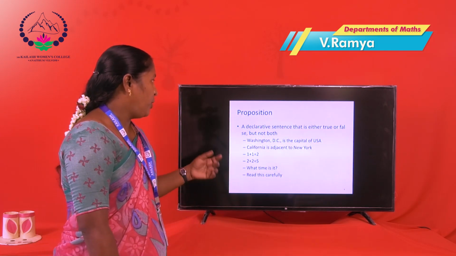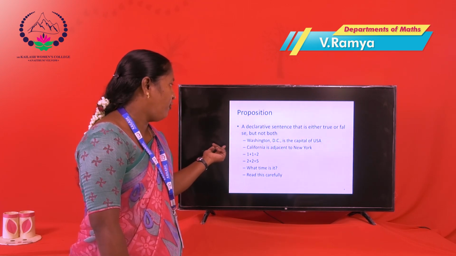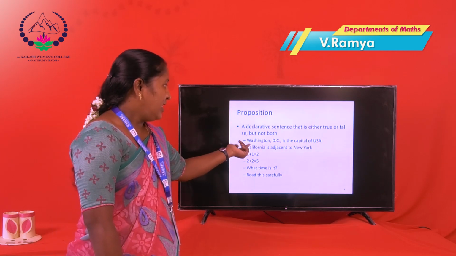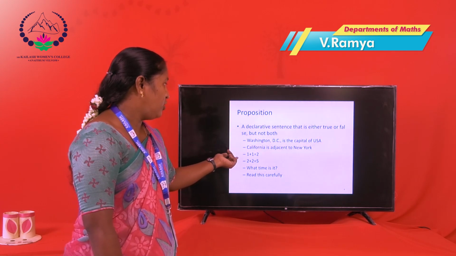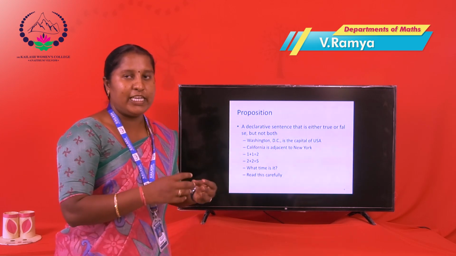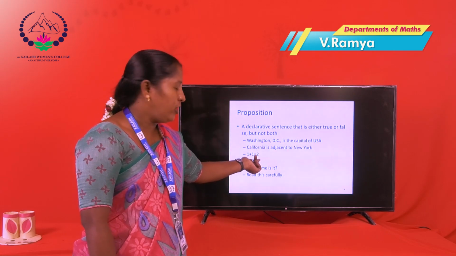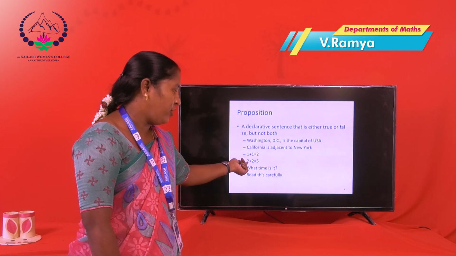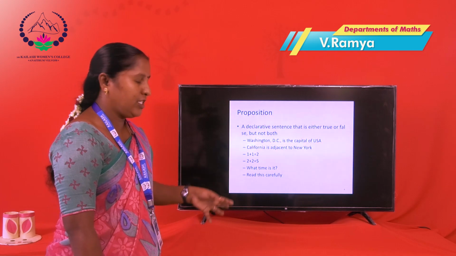The next one is proposition. So what is a proposition? A declarative sentence that is either true or false but not both. For example, Washington DC is the capital of USA. California is adjacent to New York. So a proposition means a statement which is true or false. 1 plus 1 equal to 2, this is true. So this is a true statement. And 2 plus 2 equal to 5 is a false statement. So these are the examples of propositions.